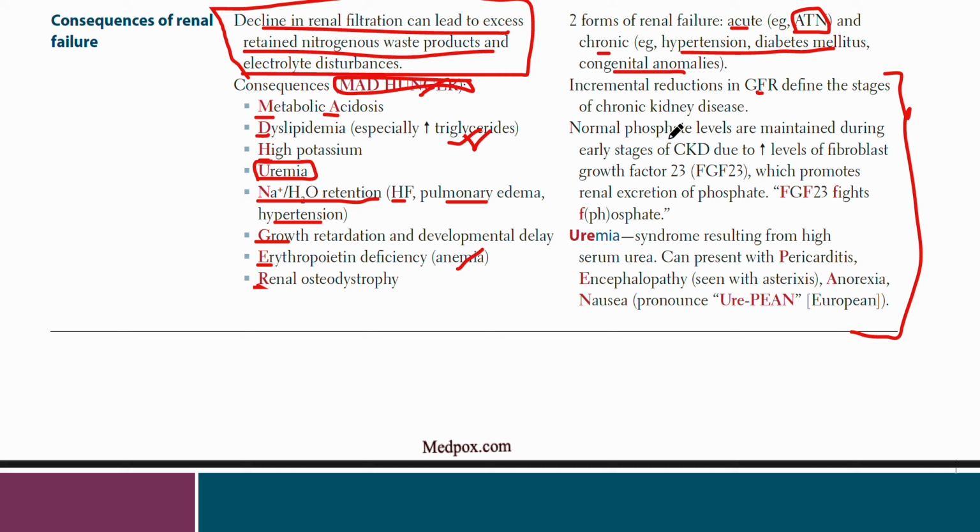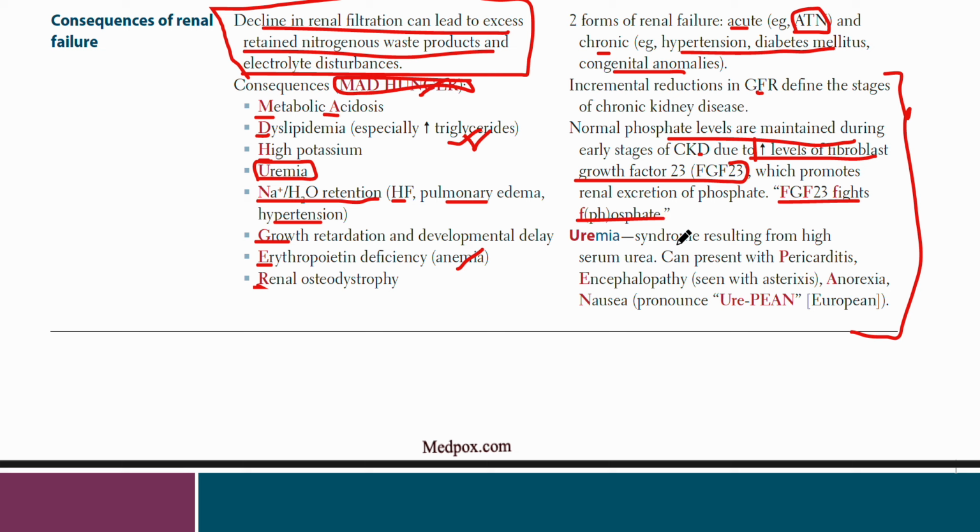So let's talk about what's there. The normal phosphate levels are maintained during early stages of CKD due to increased levels of fibroblast growth factor. FGF23 will maintain normal phosphate levels, which promotes renal excretion of phosphate. So FGF23 fights for phosphate, right? FGF23 increases the phosphate excretion, so the normal phosphate levels are maintained during early stages, right?